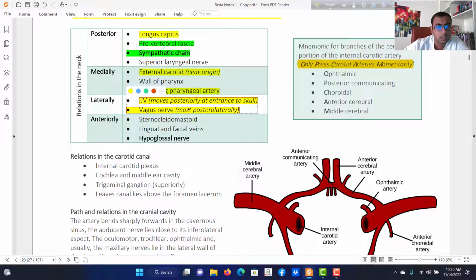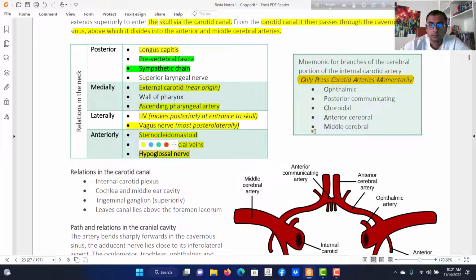So these relationships are confusing, but you have to recapitulate by watching the picture. You have to see the picture from Netter's clinical anatomy or Netter's diagrammatic pictures. Anteriorly are sternocleidomastoid, the lingual and facial veins, and the hypoglossal nerve. Now the branches of the cerebral portion: ophthalmic, posterior communicating, choroidal, anterior cerebral, middle cerebral. So these are the branches of the internal carotid artery.